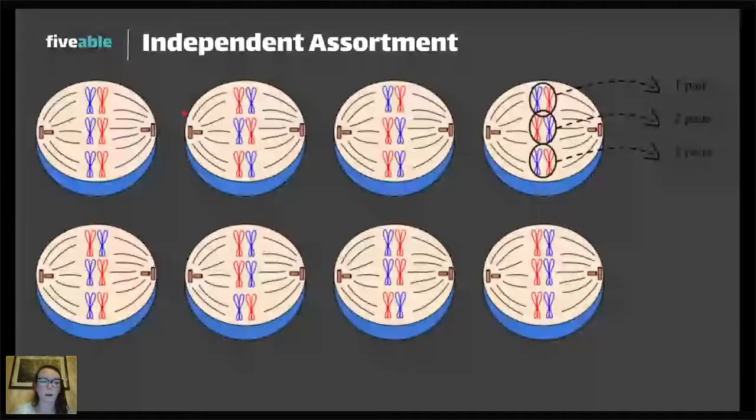And you're like, so what? Who cares? But if you look at all of these options, so with these 3 chromosomes, there's actually 8 different ways that these chromosomes can line up. Each of these cells is a different way that these chromosomes can line up.